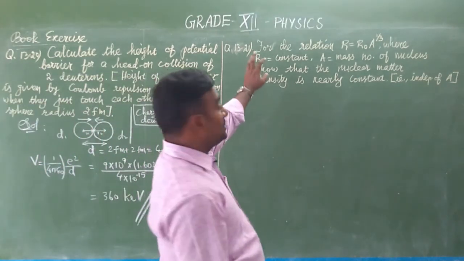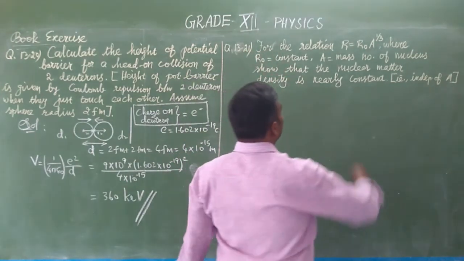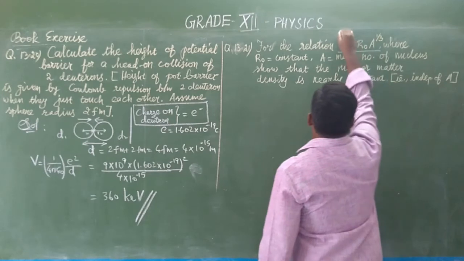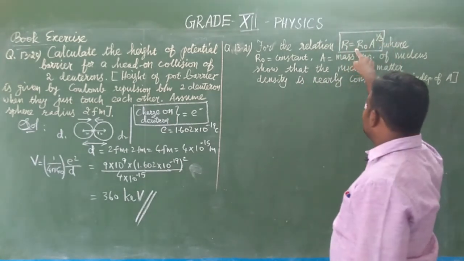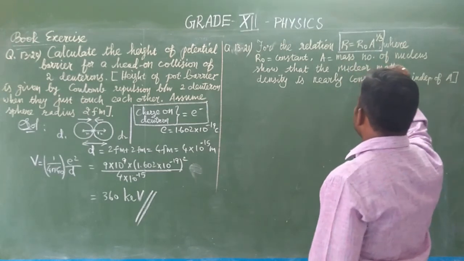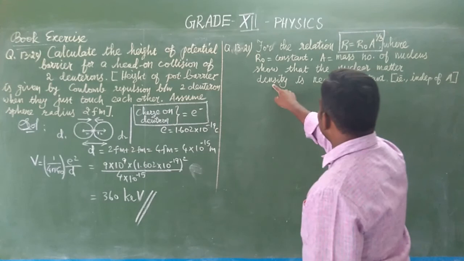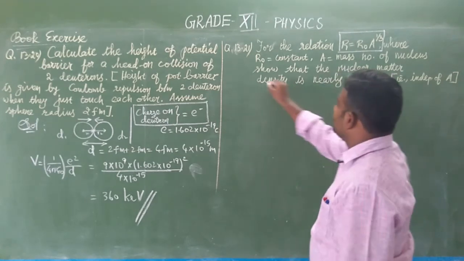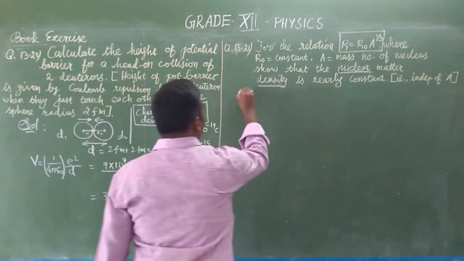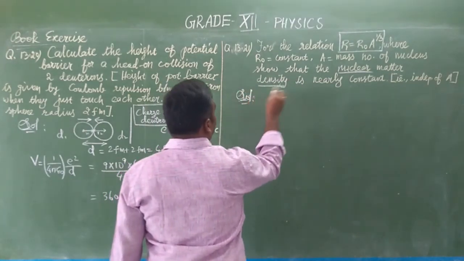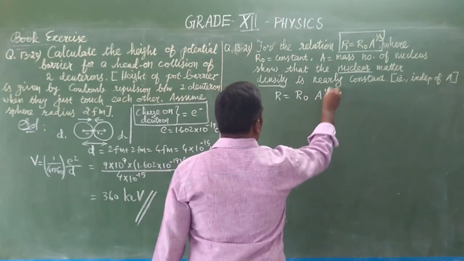Coming to the last question, it's a very simple question. For the relation R is equal to R naught into A power 1 by 3, here R naught is the constant and A is the mass number of the given nucleus. Show that the nuclear matter density is nearly constant. So we are going to find the nuclear density. Okay. First we'll write the given things. R is equal to R naught into A power 1 by 3.